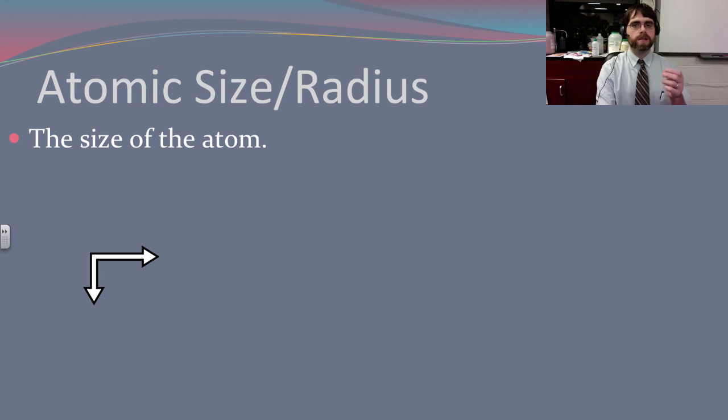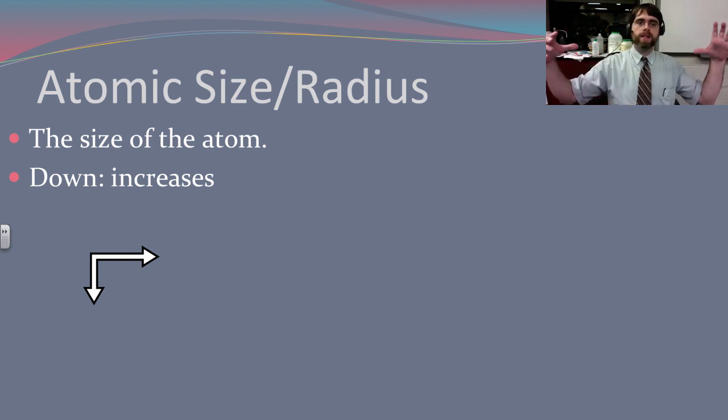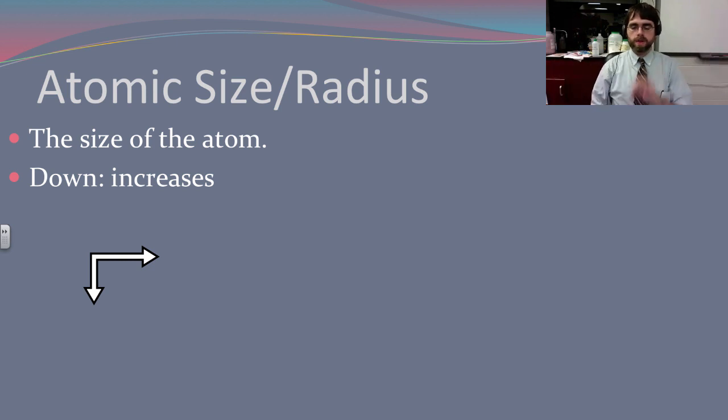So this one, it's easier to describe the down than it is to describe the across. As you go down, it increases, and that should make sense because as we go down, we're getting more and more rings, more and more shells, orbitals where the electrons are. And so the atom size is going to increase as you go down. Remember, the size of the nucleus has very little effect on the overall size of the atom because the atom is so tiny and the space between the nucleus and the electron rings are so big and empty.